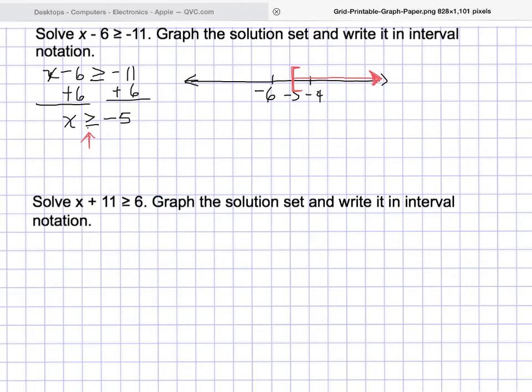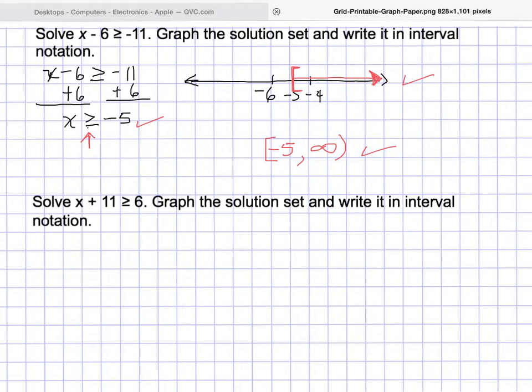That's the graph. In interval notation, we have a bracket on -5, and our solution goes from -5 all the way to positive infinity. But positive infinity, remember, has to have a parentheses instead of a bracket. And this is your interval notation. So we've done all 3. We've solved it, we've graphed it, and we have written it in interval notation.